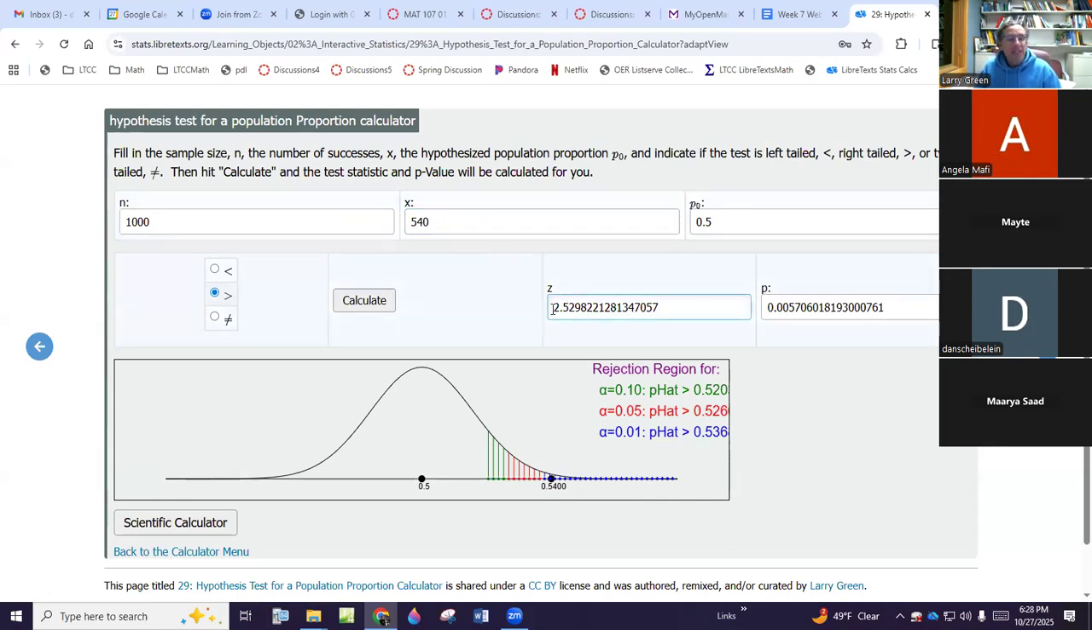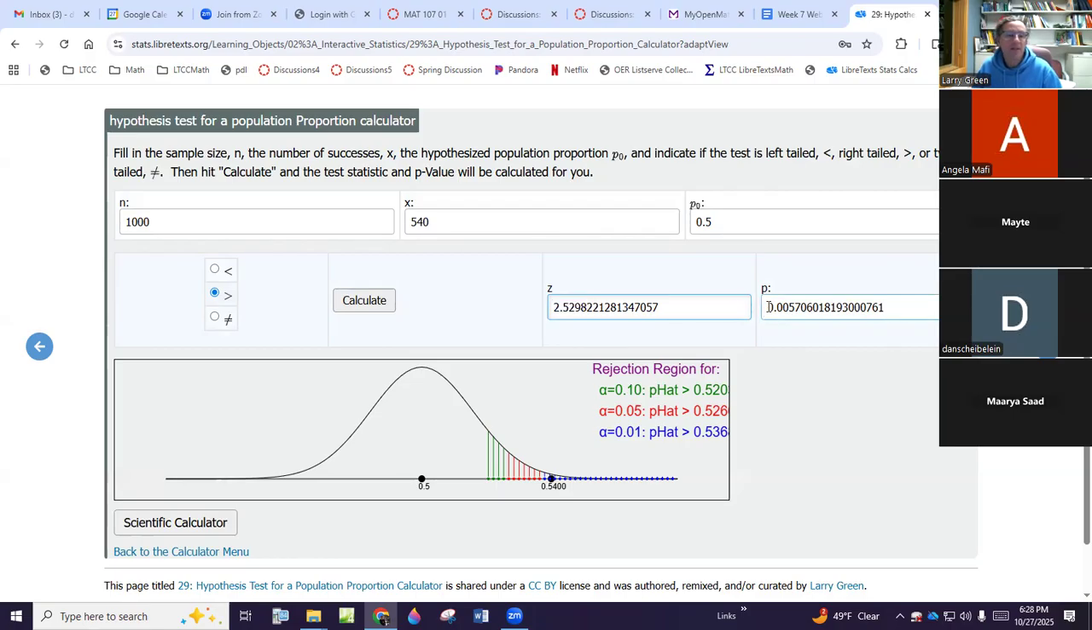The Z is the Z-score for this 54%, right? So again, the mean is 0.5, because in the central limit theorem, the mean is the proportion. And standard deviation is messy, but the Z is a Z-score, and that's about 2.5298, or about 2.5-ish. And that's called the test statistic. So this Z is the test statistic.